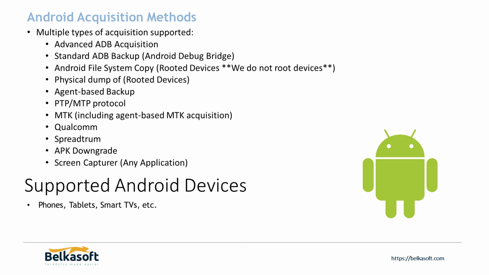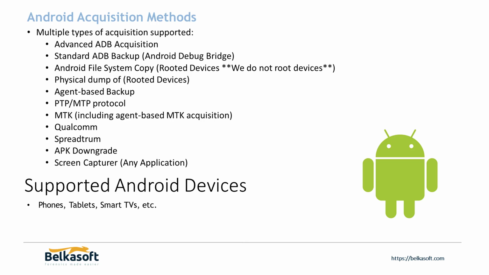Now, in order to use any of these ADB acquisition options, the phone must be unlocked, developer options enabled, and USB debugging enabled. Next, the Android file system copy, and the one right below it, the physical dump. Note, these require a rooted Android device in order to obtain these acquisitions. It is important to note that Belkasoft does not root Android devices, but we do have the ability to acquire already rooted devices.